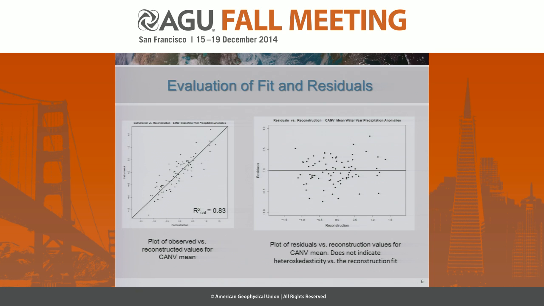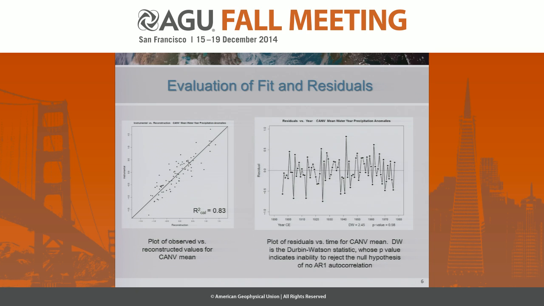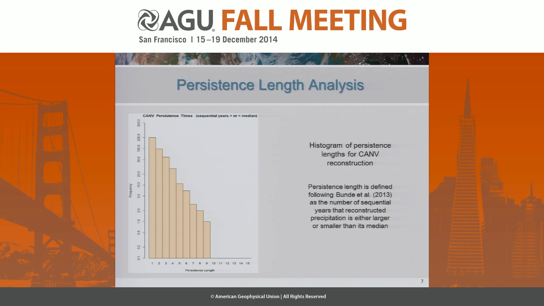desirable characteristic. Same thing here in terms of the time series of the residuals, and if you do the Durbin-Watson test, the p-value is 0.98, meaning a robust failure to reject the hypothesis that there's no AR1 autocorrelation here, which is also a very nice feature for the residuals.